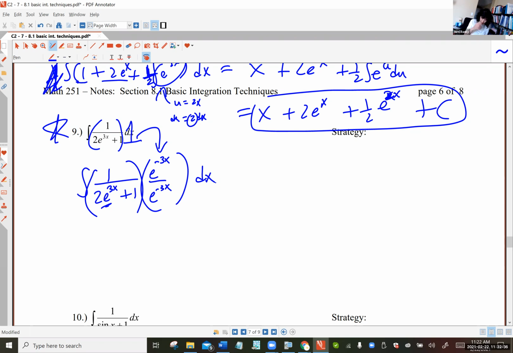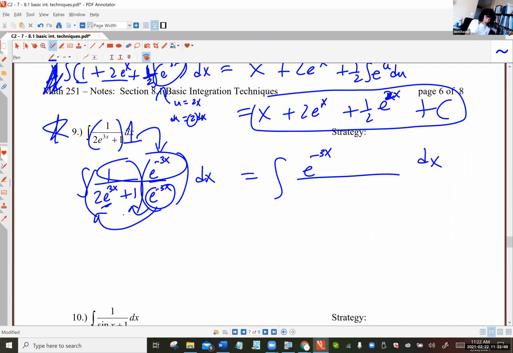Now what you'll do is you'll multiply these two fractions together. So when you multiply the two numerators together, that's easy. And when you multiply the two denominators together, how about you distribute the e to the negative 3x over the sum? So when you multiply e to the negative 3x with 2e to the positive 3x, what do you get? What's e to the 3x times e to the negative 3x?